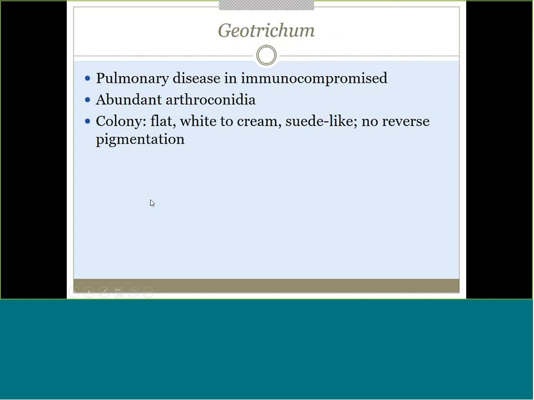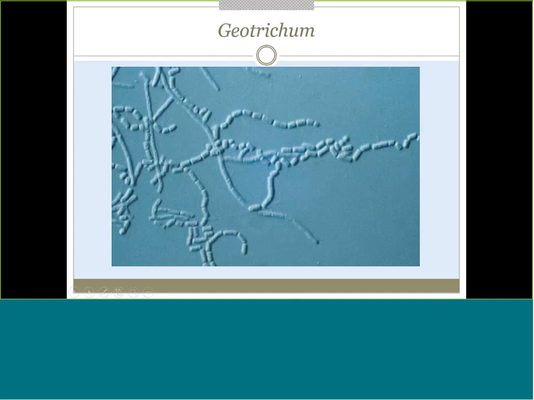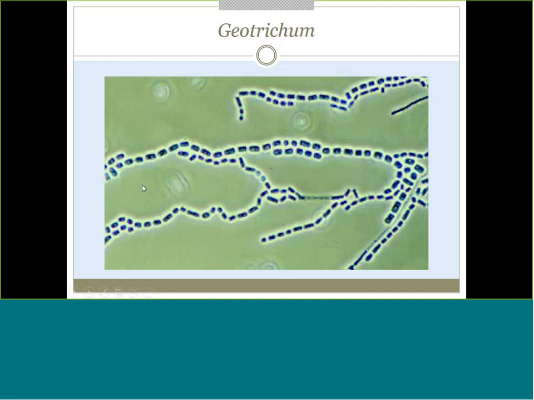Geotrichum causes pulmonary disease in immunocompromised people. This has kind of a flatter white to cream suede type texture to its colony. I don't really care about the colony morphology on this. I more care about what it looks like under here. So you can see it's very rectangular looking and definitely chains. So Geotrichum tends to chain and be very rectangular. This is a really good picture of it. Look at how much it chains. It almost looks like little grandpa's rods, doesn't it, chaining together?